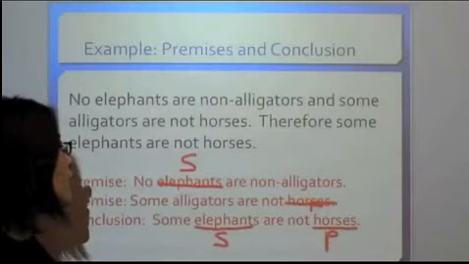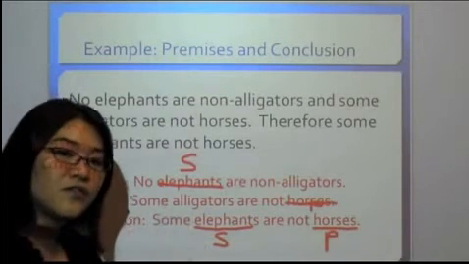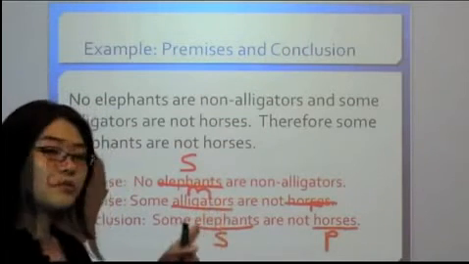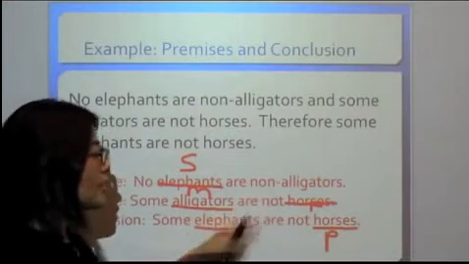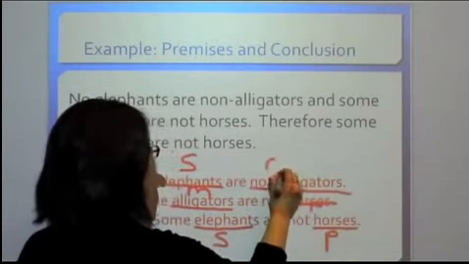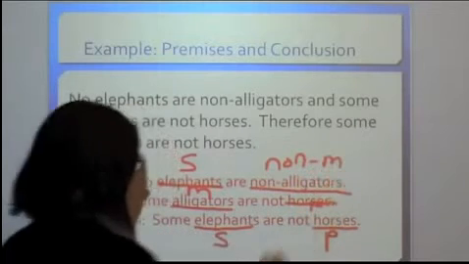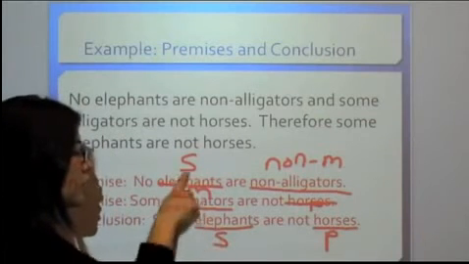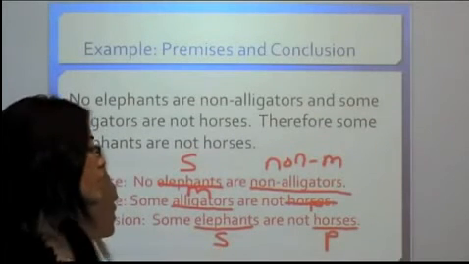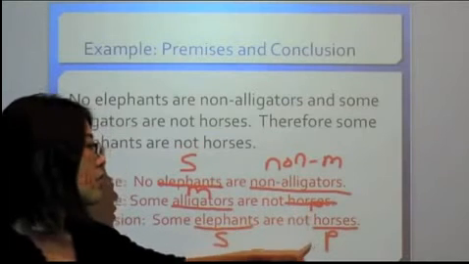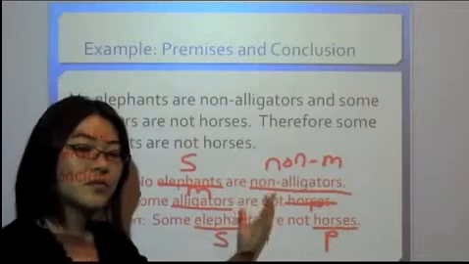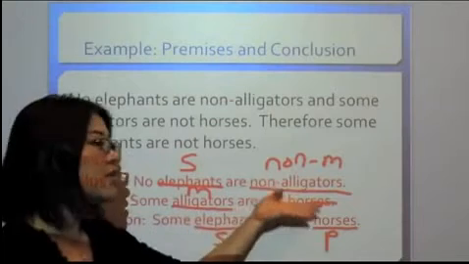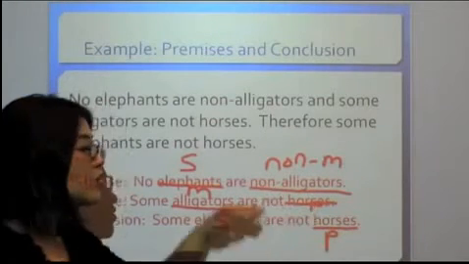However, notice here we have actually two different terms for the middle term. We have alligators, which is M, which is the middle term. However, here we have non-alligators, which is non-M, okay? So for this argument, we actually have four terms. We have the subject term of the conclusion, which is the minor term, the predicate term of the conclusion, which is the major term, and then for the middle terms, we have two things. We have M, alligators, as well as its term complement, non-M, non-alligators, okay? So this is a problem.